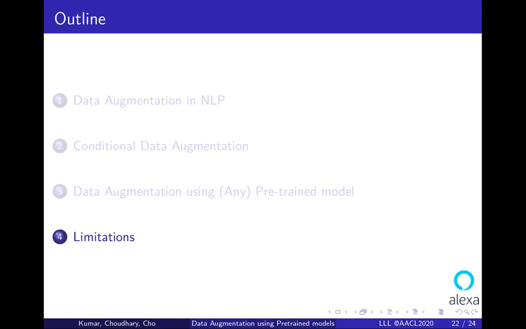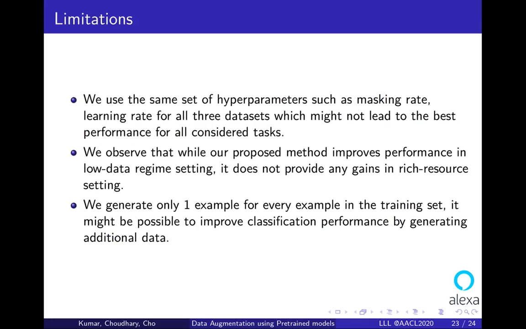Now we discuss some of the limitations of this particular work and how it can be improved upon or extended. So the first limitation of our work is that we use the same set of hyperparameters, such as masking rate and learning rate, for all three data sets, which might not lead to the best performance for all considered tasks. It is very much possible that we might need different masking rates to get the optimal performance for a given task or model.